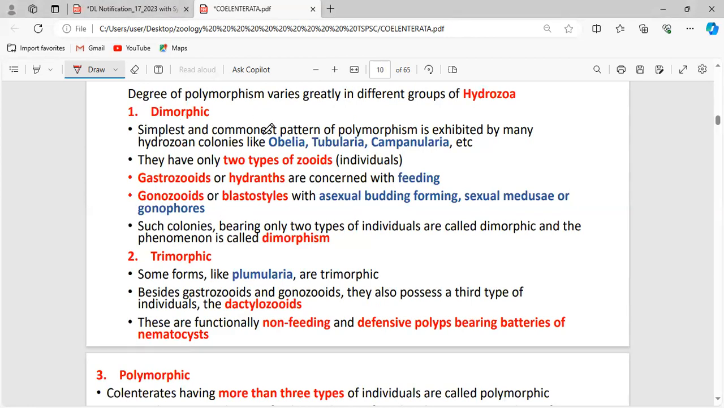See, are you clear or what? Shakti Karunya, just tell me. In the case of gonozoids and blastocytes, they are concerned with reproduction. For that, gonads are very much important for both asexual and sexual reproduction, right? Okay, hope you are clear.